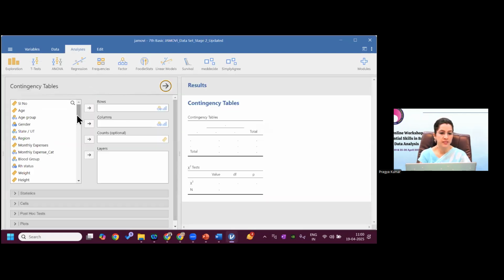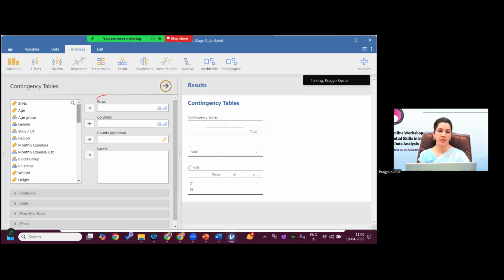So this is my gender. Now here comes the question of which variable you will put in row, because there is a row and there is a column. And if you see the nature of the variable, Jamovi gives the hint. This is the icon of a nominal variable, and this is the sign of an ordinal variable. So you can enter the nominal and ordinal variables, that is, the categorical variables, in these two, row and column.